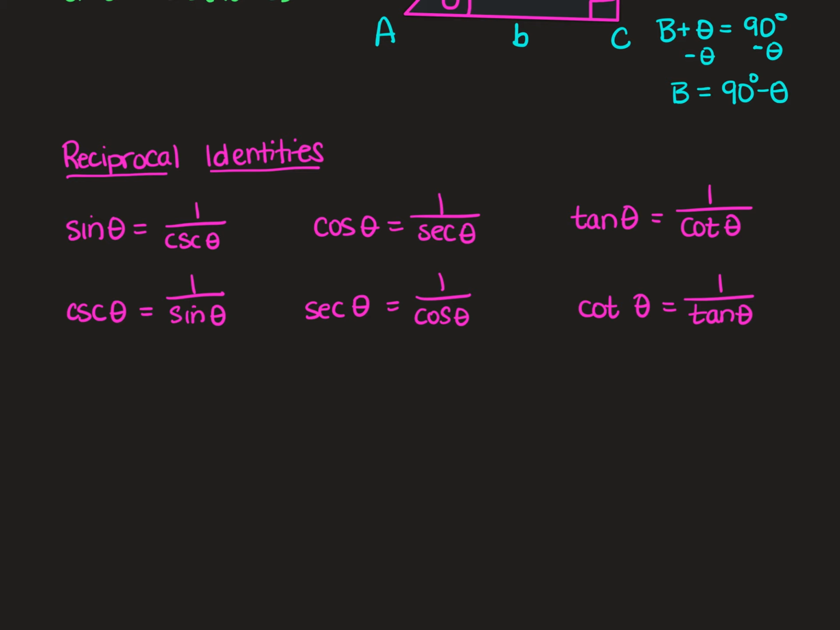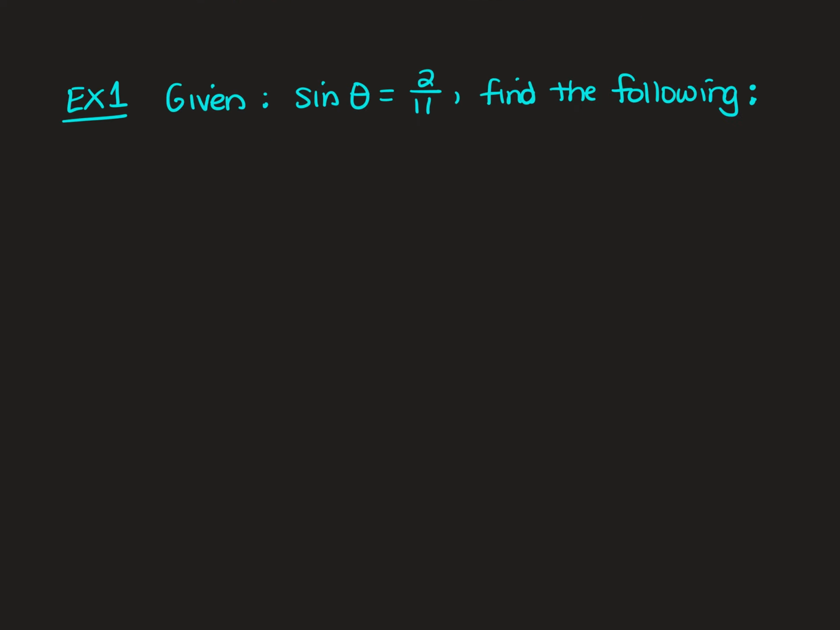Now we can use these identities, the cofunction identity and the reciprocal identities, to help us find information about trig functions knowing something else. So what does that look like? All right, so let's say that I give you some information. I tell you that sine of theta is 2 over 11. And I ask you to find the following information. So the first thing I want us to find is the cosine of 90 minus theta.